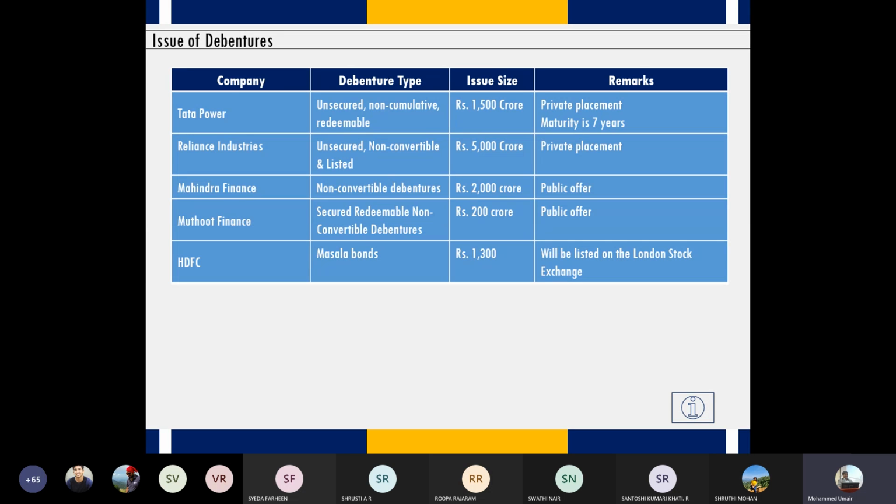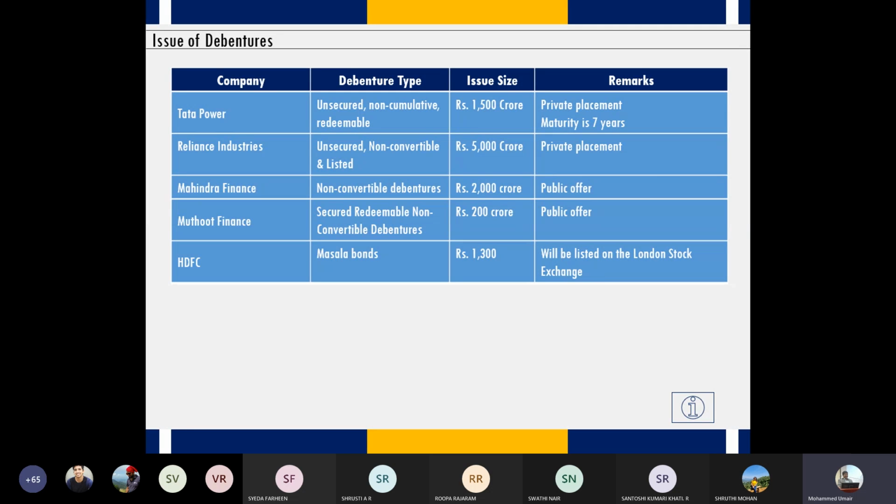So even though I'm issuing this, let's say in London, people in London are buying my debentures and they are paying me in rupees, not in pounds. So this is an Indian rupee denominated bond. The bond is in terms of Indian rupees, right? So these debentures are listed on the London Stock Exchange, which means that they were issued in London, right?